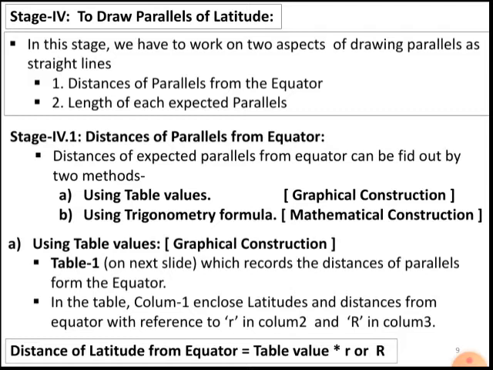But what is the equation to find the distance of a latitude from the equator using the table value? The distance of latitude from the equator is equal to the table value multiplied by either small r or capital R. But you must keep in mind to use the respective table values. If you want to use the small r as the radius of the circle, then you use column number 2. If you want to use the capital R, which is the radius of the reduced earth, you must use column number 3. Either way, the answer will be the same.